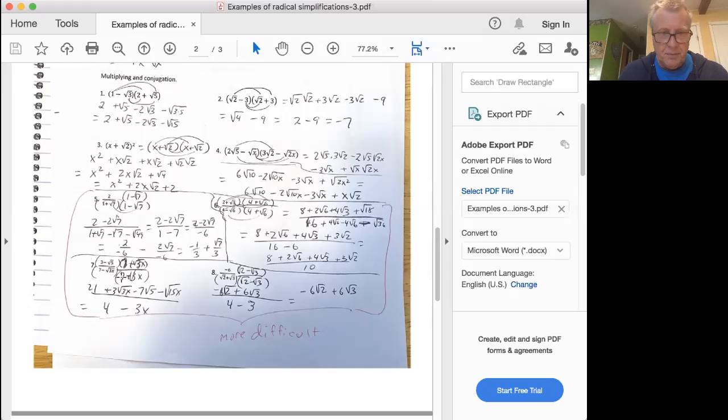Down here, multiplying this out, you're going to find that the square root drops out. So why don't you experiment around a little bit with these and see what you come up with and see how it goes. Hopefully this helps you out a little bit.